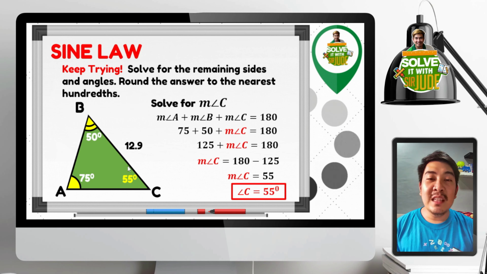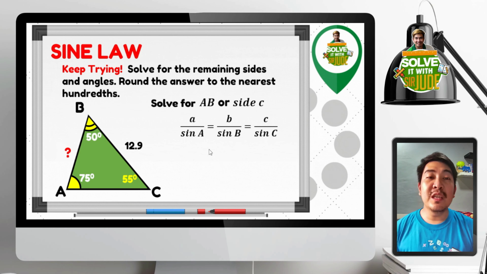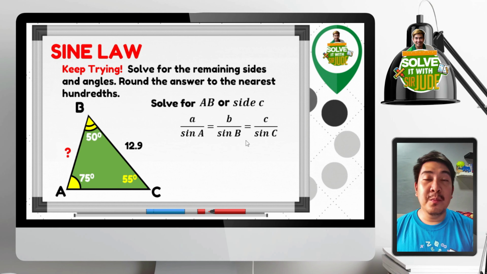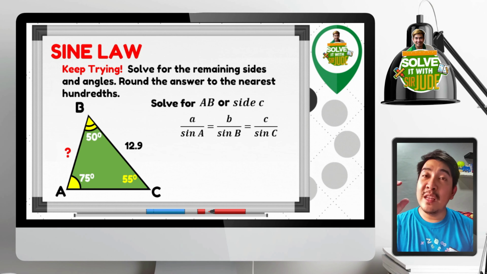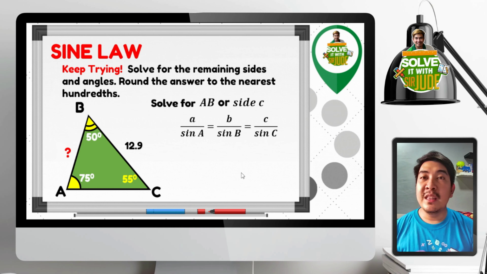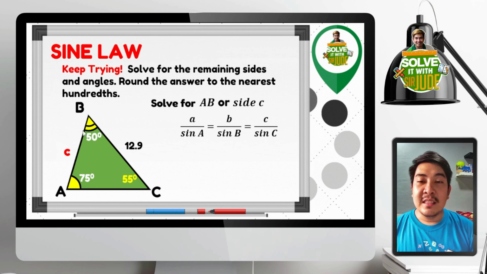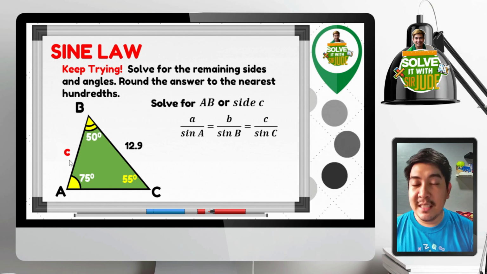So kumpleto na tayo if you can see with the angles of the triangle. So now, let us proceed in solving for the missing sides. Let us solve first the length of segment AB or simply side C. So we will be using the sine law. So this particular formula, or you can either use yung isa pang formula wherein yung sine ng given angle yung nasa numerator and then the opposite side will be in the denominator. So in this case, let us use this formula. Let us take note that segment AB is also known as side C.